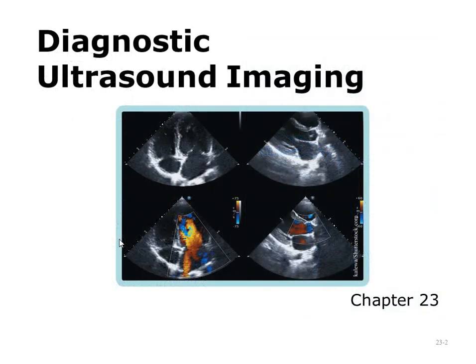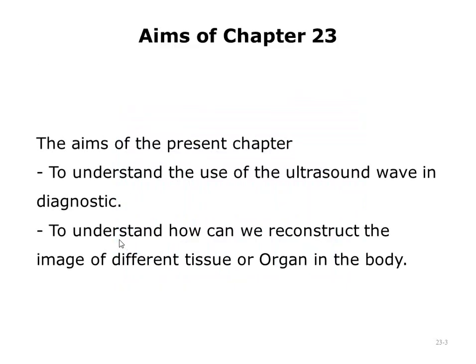Today we will study chapter 23, that is diagnostic ultrasound imaging. In this chapter we will explain how we can use ultrasound waves in diagnosis and to reconstruct the image of different tissue inside our body. The aims of the present chapter are, first, to understand the use of ultrasound waves in diagnostics. Second, to understand how we can reconstruct the image of different tissues or organs in the body.